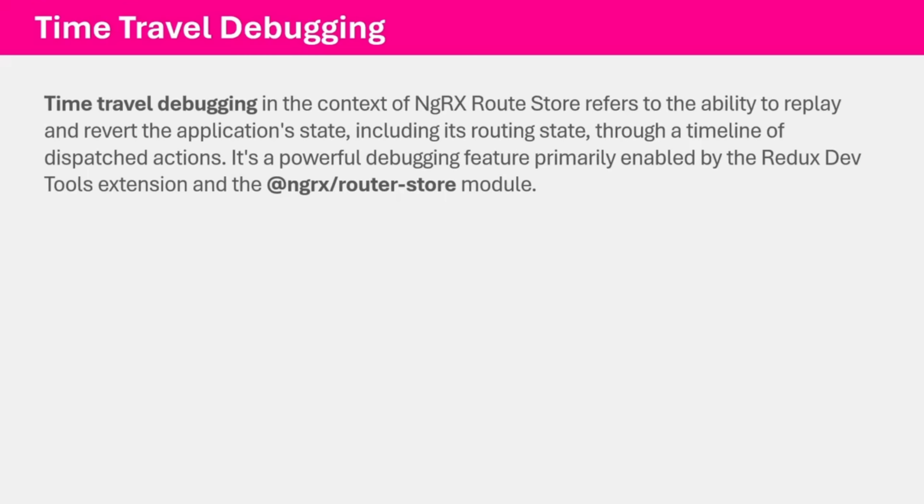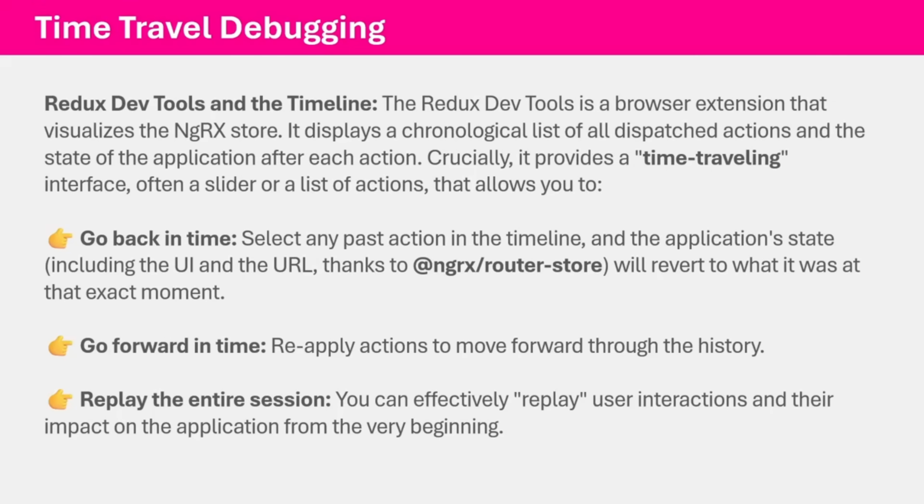So in order to enable time travel debugging, you should have NgRx Router Store installed and added in your app module. Now, the Redux DevTool is a browser extension that visualizes the NgRx store. We have already installed and used Redux DevTools in our previous lectures. So it basically displays a chronological list of all the dispatched actions and the state of the application after each action. We have seen that when we use Redux DevTool, we can see all the dispatched actions, and when we click on one of the actions, we can see the state snapshot for that particular action.